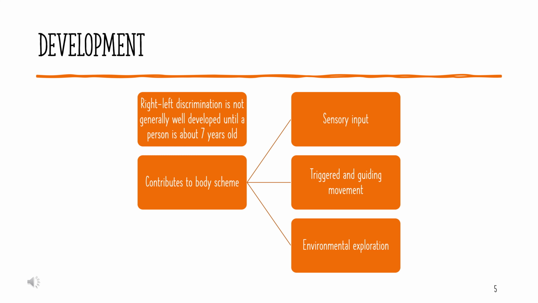Right-left discrimination is not generally well developed until a person is about 7 years old. When this function is developed, it contributes to body scheme, which is the input of a lot of sensations that help us create an idea of where our bodies are in space, how our bodies move, and what is external to our bodies, which can trigger and guide movement. It also helps us explore environments in a safe, constructive way.